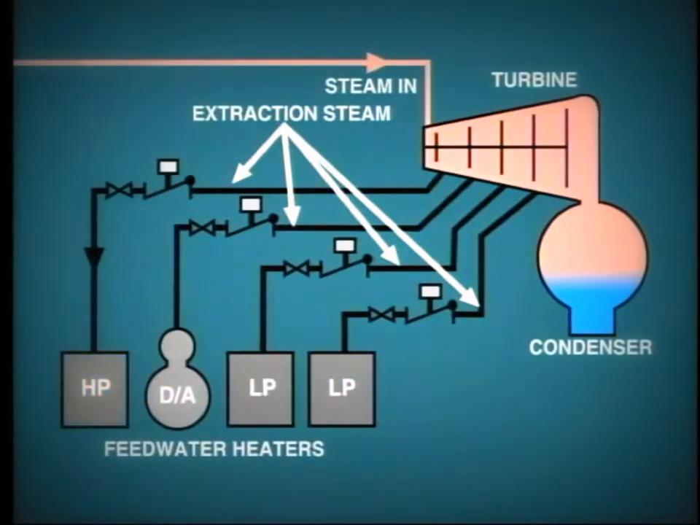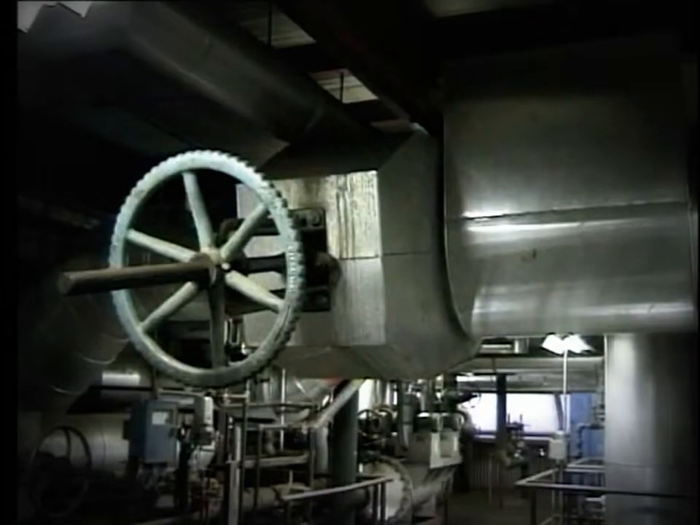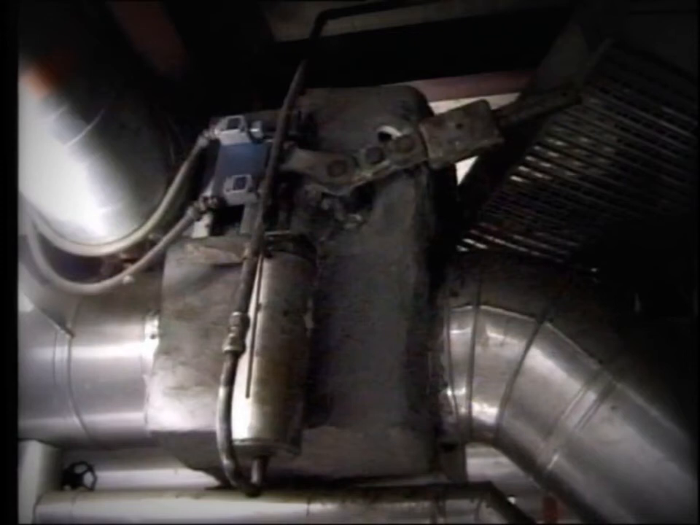In this particular scheme, we have 2 low-pressure closed heaters, 1 de-aerator and 1 high-pressure closed heater. We'll be talking more about the heaters later in this module. Each extraction steam line is fitted with an isolating valve and a positive closing non-return valve, which trips to close when the turbine trips or is shut down. You will remember that we discussed this in an earlier module.